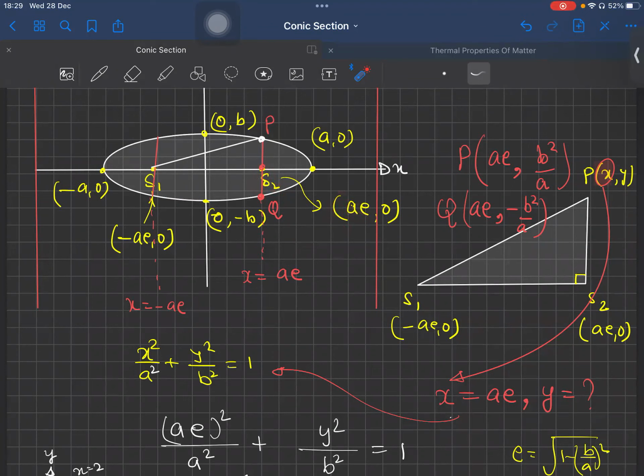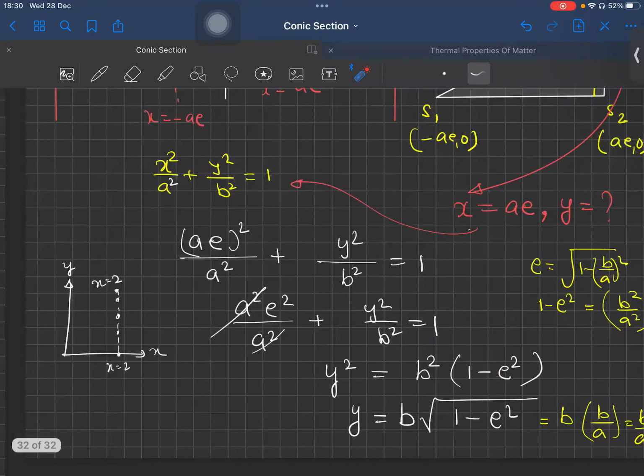Okay. Now since the focus lies on the x-axis, the y coordinate is 0, and we have calculated the y coordinate of point P is B square upon A. Similarly, because it is in the first quadrant, it is positive. Now if you move to the fourth quadrant, it will be minus B square upon A. Understood? Similarly, we can find for this one as well. Okay, so can you find that one?